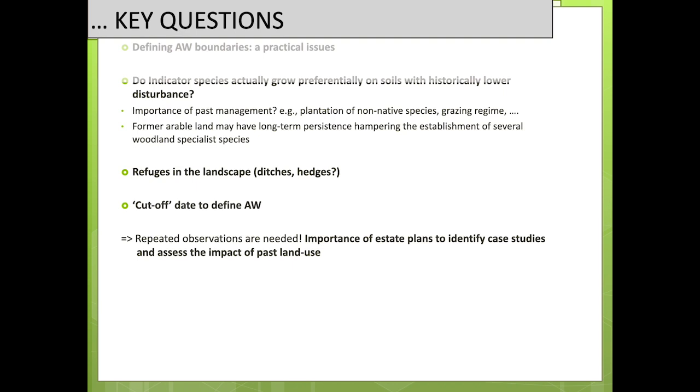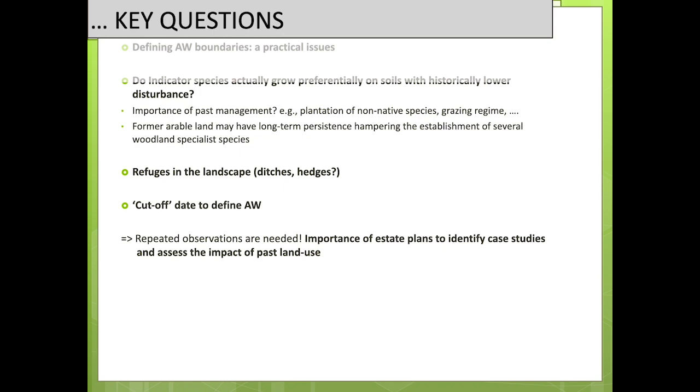There are a lot of discussions about refuges in the landscape. Wood anemone, for instance, can be found in ditches and edges in the UK. It has been documented. Maybe they grow from there and then could colonize modern woodland plantations and again contribute to blurring this ecological distinction.